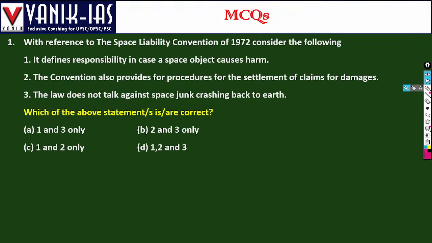When coming to the MCQs, with reference to the Space Liability Convention 1972, it defines responsibility in case of a space object causing harm. Okay, right. The convention also provides for a procedure for the settlement of claims for damages. That is also correct. The law does not talk against space junk crashing back to Earth. It is also correct. All the one, two, three are correct. Answer is B to question number one.